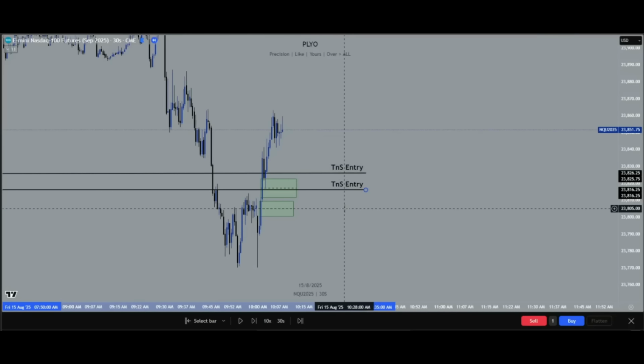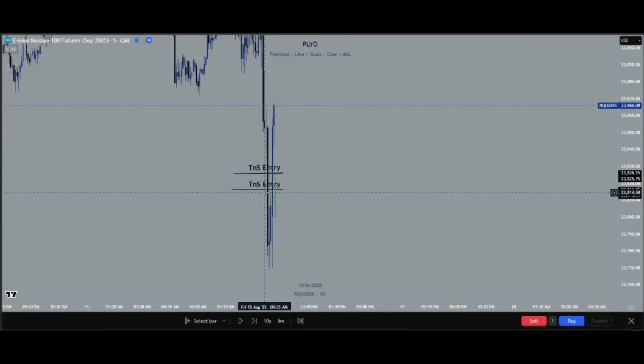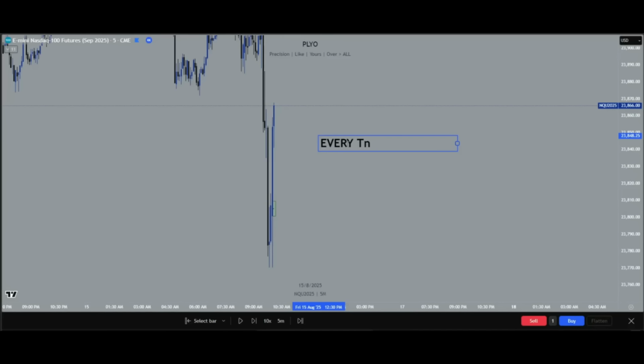That's why this trick is so powerful and so useful, because you can almost see when a TnS play is going to work or when it's going to fail. And also keep in mind what I just said about the entries thing. Please do not let this go over your head. Every TnS entry is supposed to be a SOUP. TnS is a SOUP model, guys.